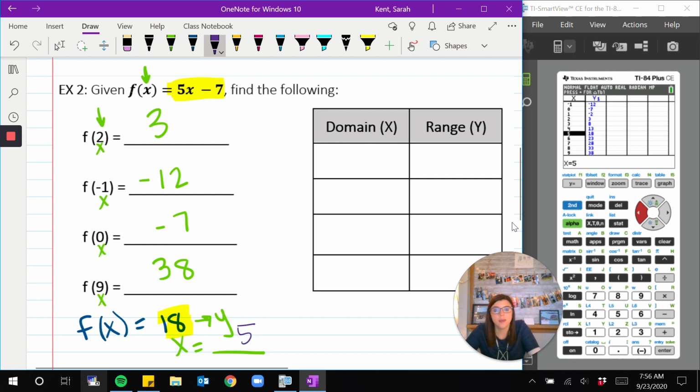And then we can plug in our table. All the x's go first, y's go second. So here, x is 2, y is 3. X is -1, y is -12. X is 0, y is -7. X is 9, y is 38.